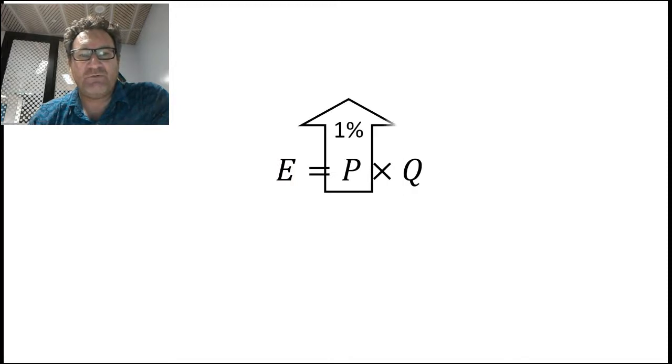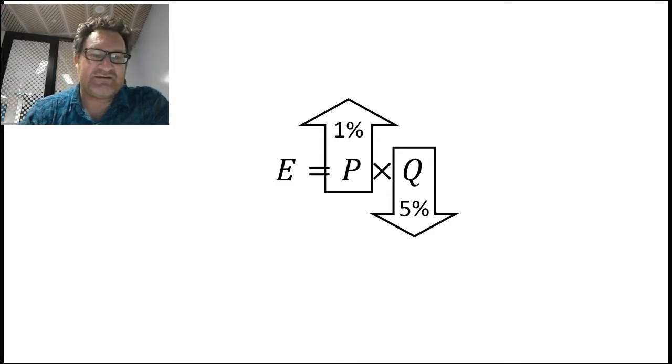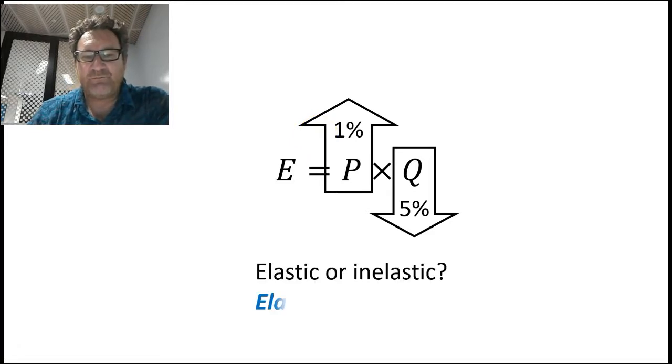Let's take a different example. We increase price by 1%, and let's say the quantity demanded falls by 5%. Is demand elastic or inelastic in this case? We know demand is price elastic. It's responsive to a change in price because the effect, the change in the quantity demanded, is greater than the cause, the change in the price. So we know that demand is price elastic in this case.